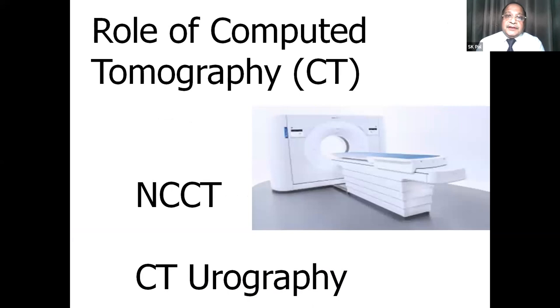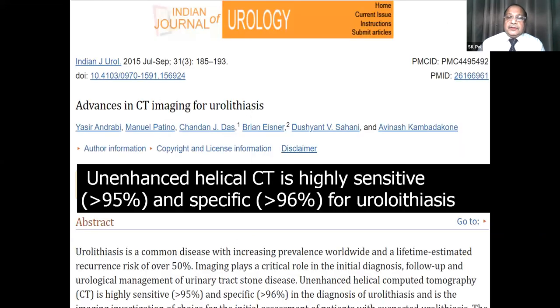Coming to the next imaging modality, which is being most commonly used these days, is computed tomography. We often ask for NCCT KUB, or we ask for a CT urography. If the urea creatinine is normal, renal parameters are normal, we are usually asking for the CT urography. And an unenhanced helical CT is highly sensitive, more than 95%.